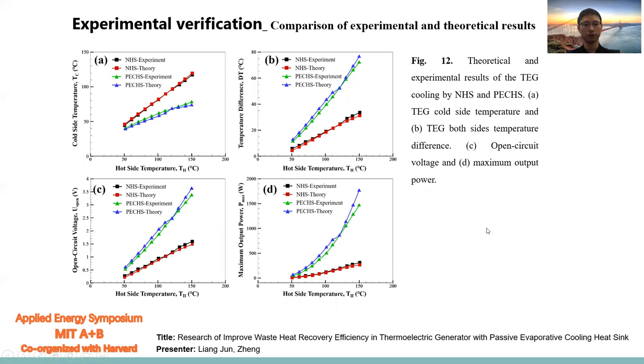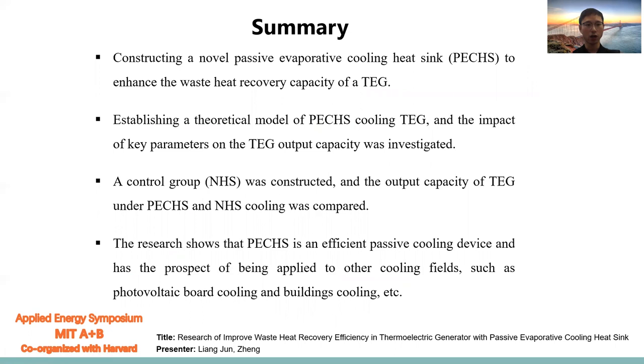Finally, to summarize. In this research, I constructed a novel passive evaporative cooling heat sink to enhance the waste heat recovery capacity of the TEG, and I established the circuit model of the PECHS cooling TEG, and the impact of key parameters on TEG output capacity was investigated. The control group was constructed, and the output capacity of the TEG with the PECHS and the NHS cooling was compared. Finally, the research shows that the PECHS is an efficient passive cooling device and has the prospect of being applied to other cooling fields like PV board cooling and building cooling.